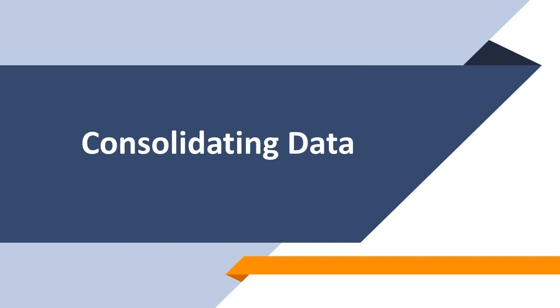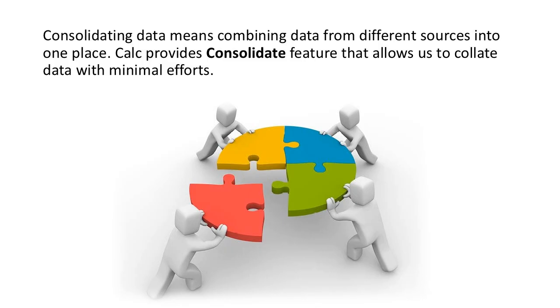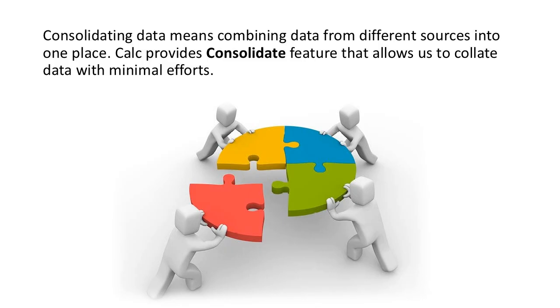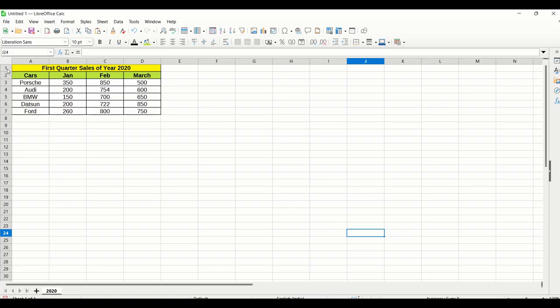What is consolidation? Consolidation means combining the data from different sources. And here, as we are talking about electronic spreadsheet, we will be referring to LibreOffice Calc. So Calc provides us with this option which is called Consolidate, which helps us in collecting the data into a single place. So let us see the practicals.